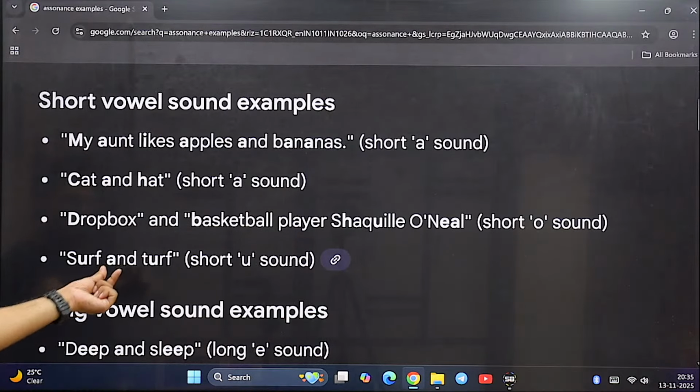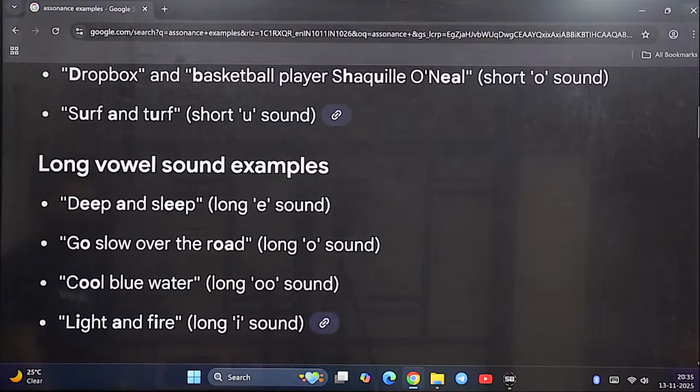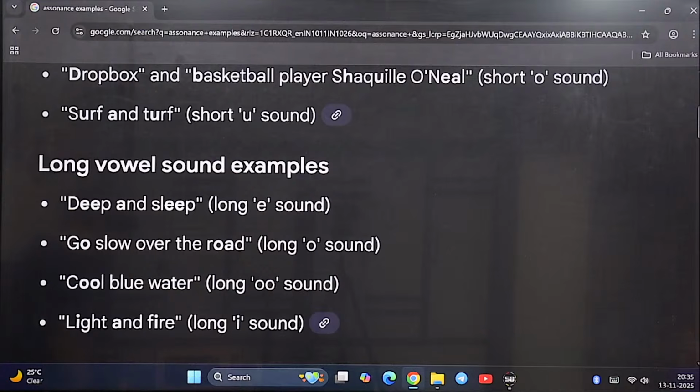Surf, turf, deep, sleep, go, slow, over the road. May not be. Cool, blue.